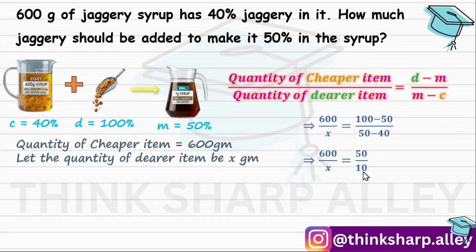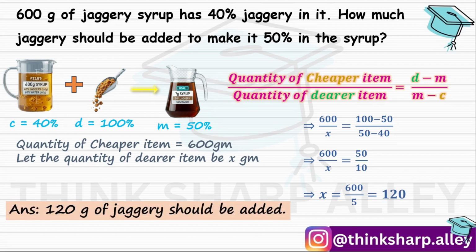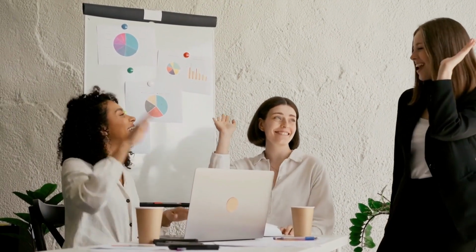Now we cancel the zeros from here. So we have 5 on the right hand side. So X is equal to 600 by 5, which is equal to 120, which means 120 gram of jaggery should be added. And that is how you turn a complex mixture problem into a 30 seconds mental math win.